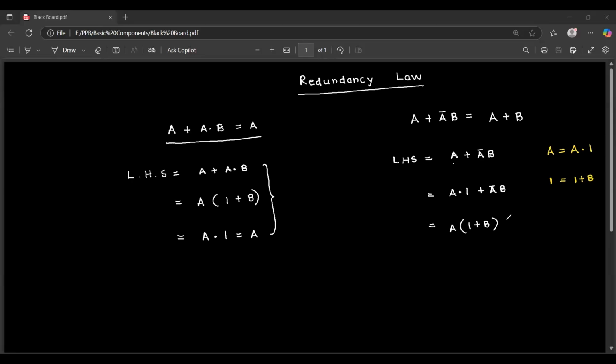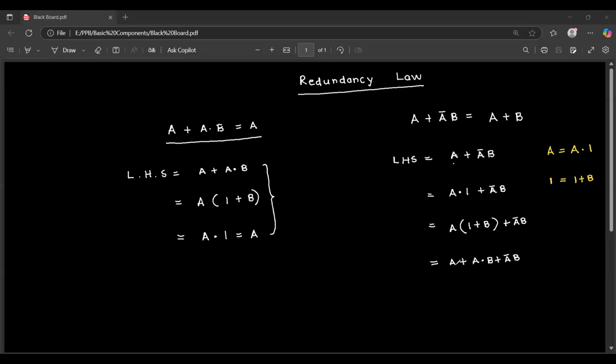So here we have A bar B. Once I expand this by applying the distributive law, I will get A plus A dot B plus A bar B. I'm just including A dot B, and that's the justification for these two steps.